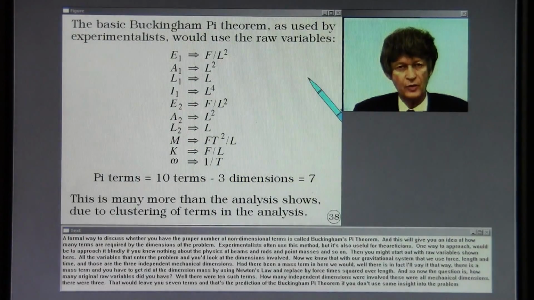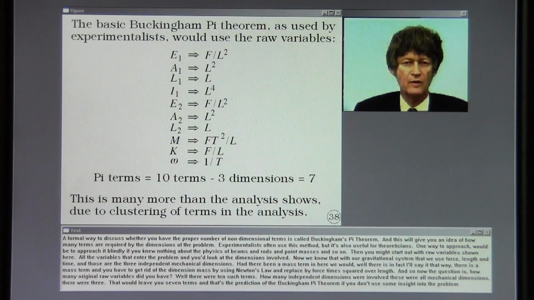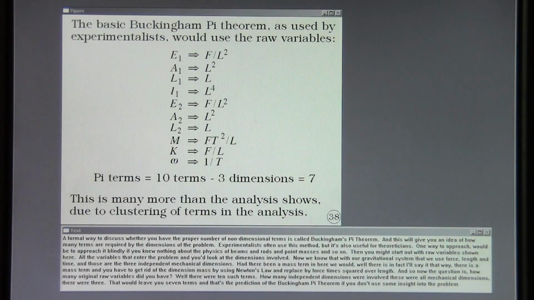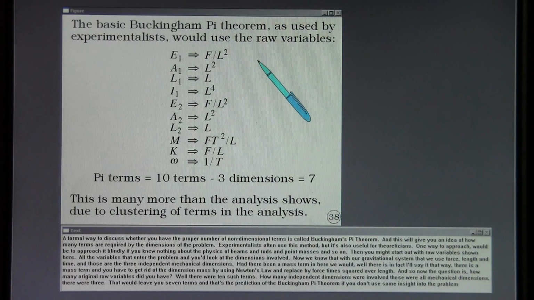A formal way to discuss whether you have the proper number of non-dimensional terms is called Buckingham's Pi Theorem. And this will give you an idea of how many terms are required by the dimensions of the problem. Experimentalists often use this method, but it's also useful for theoreticians. One way to approach it would be blindly, if you knew nothing about the physics of beams and rods and point masses and so on.